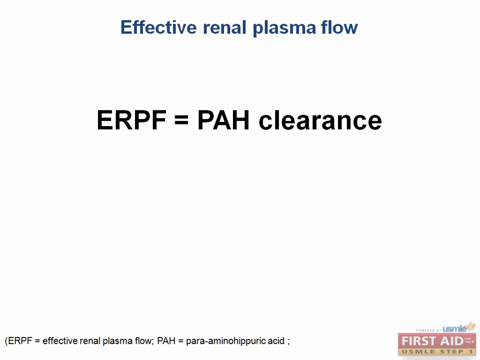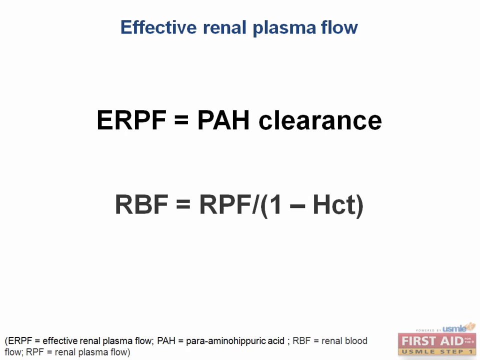Renal blood flow can be calculated by dividing the renal plasma flow by 1 minus hematocrit. The 1 minus hematocrit is the percentage of volume flowing through the kidneys that is plasma. Thus, renal blood flow is a measure of the total blood flow, including both plasma and cell mass.